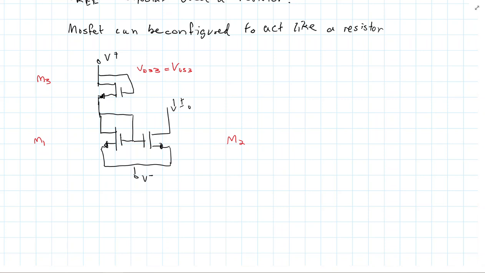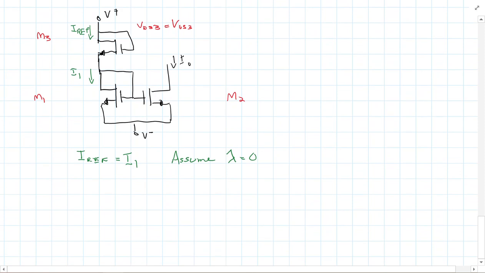Okay, so what do we have here? Well, I'm going to say that M3 is being used to establish my IREF. And then this, remember, we'll call this I1 because it's going through transistor 1. Well, pretty obviously we have that IREF is equal to I1. And then for now we're going to assume lambda is equal to 0.